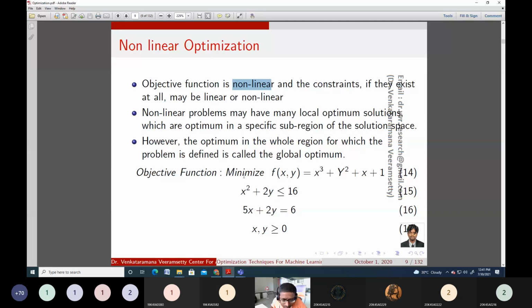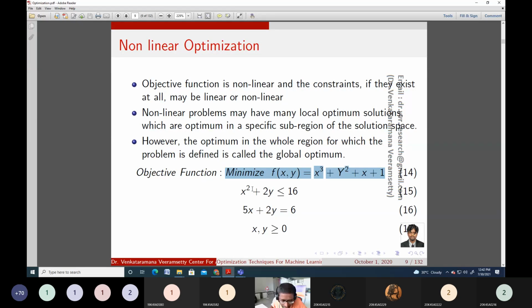So how will it look? See, minimize f of x comma y equal to x cube y square x plus 1, like that. It is a non-linear function. It is not a linear function of your variables. Here, what are the decision variables? I have two decision variables, one is called x, another is called y. And now my objective function is a non-linear function of my decision variables. Then such a type of optimization problem is called a non-linear optimization problem.